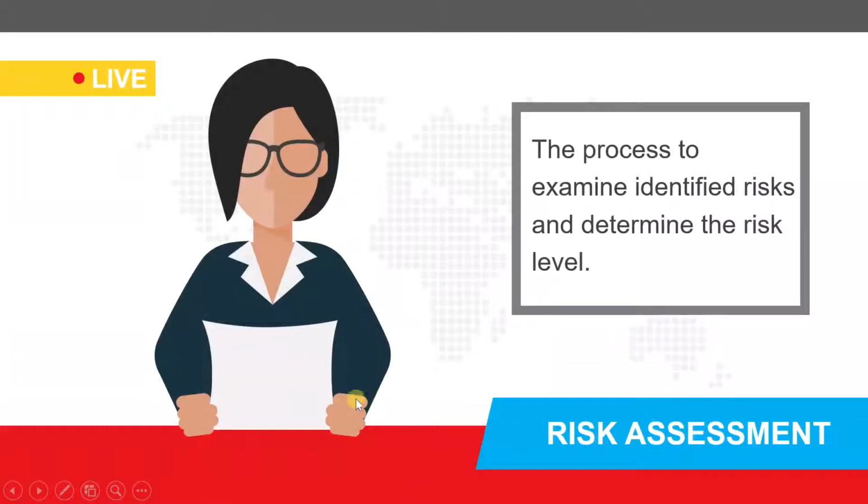Coming to the next point, that is risk assessment. The process to examine identified risks and determine the risk level. So first we have to examine the risk and then we have to determine the level of risk. Then these two processes together will be called risk assessment.